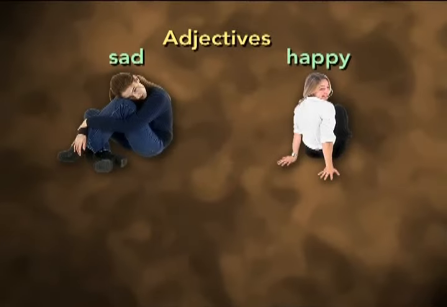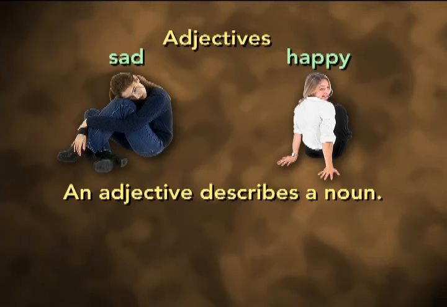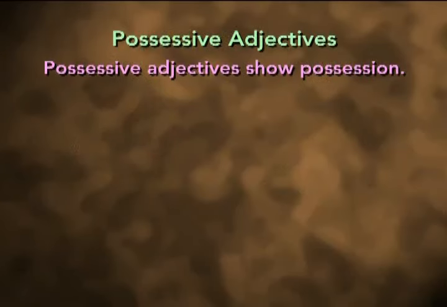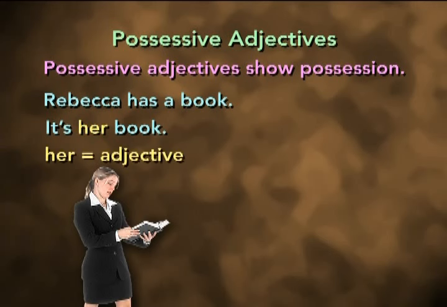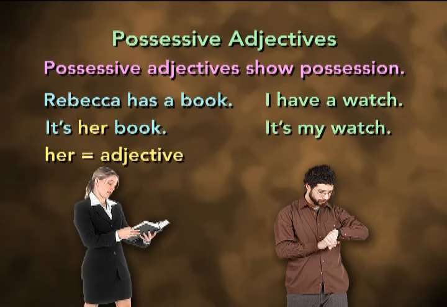Now let's look at the possessive adjectives. We already know adjectives like sad and happy. They are descriptive. They describe the noun. Okay. These new adjectives, the possessives, show possession, who it belongs to. Listen to these sentences. Rebecca has a book. It's her book. It's Rebecca's book. Her is the adjective, right? And I have a watch. It's my watch. My is the adjective.